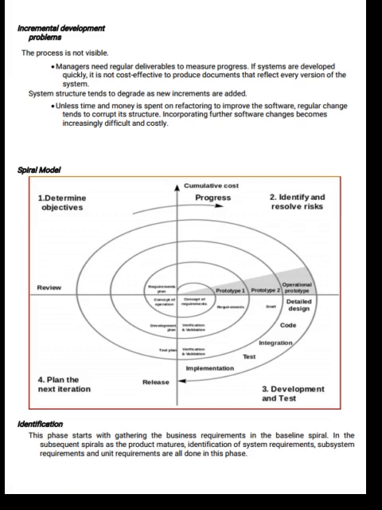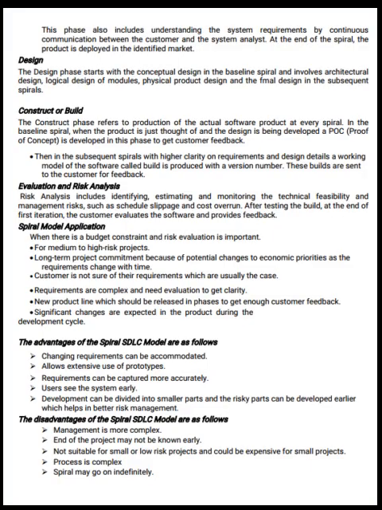Now let us see spiral model. Identification. This phase starts with gathering the business requirements in the baseline spiral. In the subsequent spirals, as the product matures, identification of the system requirements, subsystem requirements and unit requirements are all done in this phase. This phase also includes understanding the system requirements by continuous communication between the customer and the system analyst. At the end of the spiral, the product is deployed in the identified market.